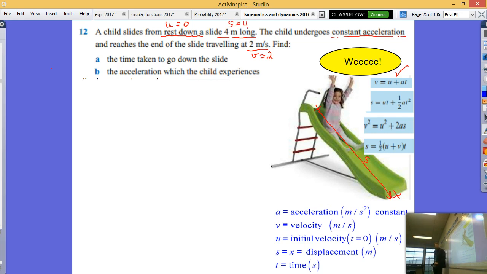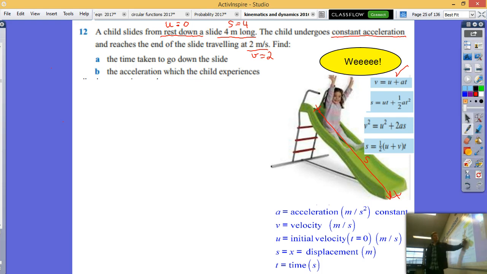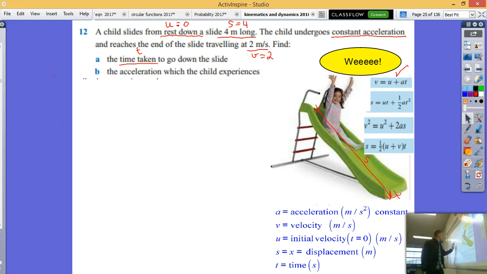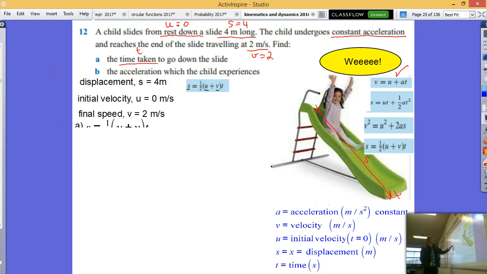Okay? And our job is to work out the time taken. So what rule has velocities, displacement, and a time? Last one. Yes. Last one is a good one. Okay? So last one is one of those rules that help you to make use of those quantities we've determined there.